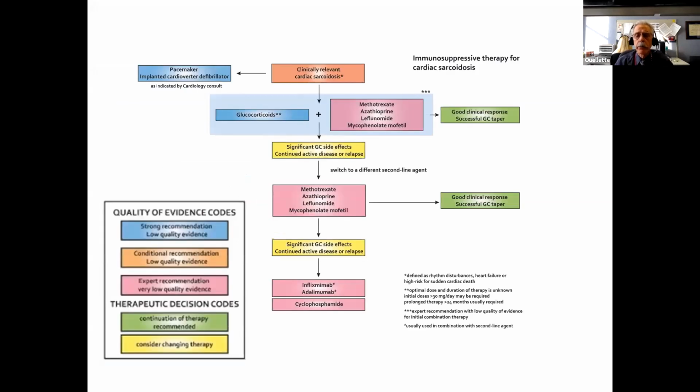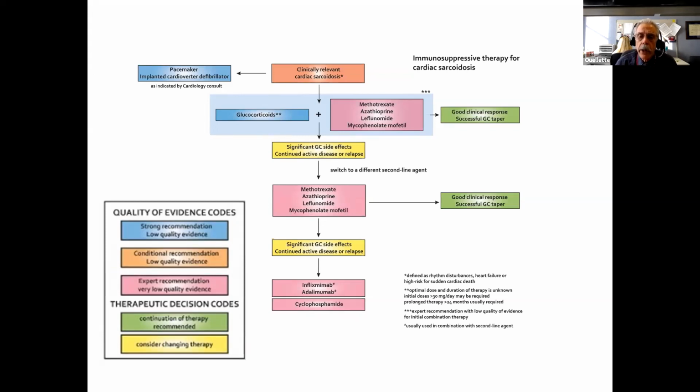This is the algorithm that we've developed for treatment for cardiac sarcoidosis. And the most important thing that I would suggest to you, a strong recommendation from our group, is that these patients should be assessed and evaluated with your cardiology consultants to have a pacemaker placed and an implanted cardioverter defibrillator as an important first-line therapy. And I think that's a very important thing.